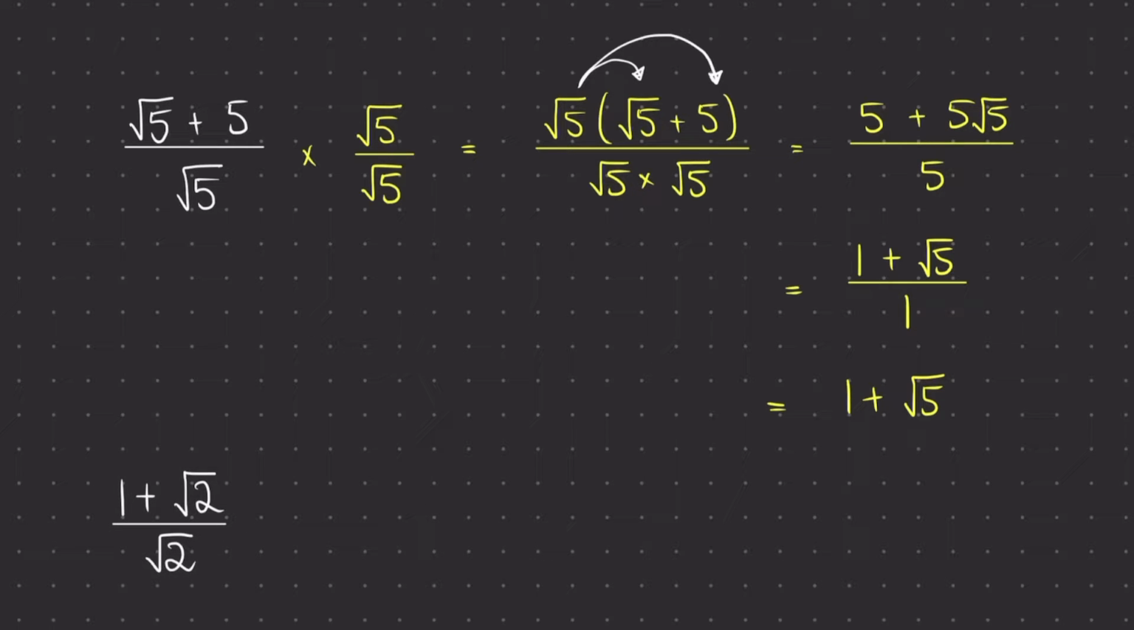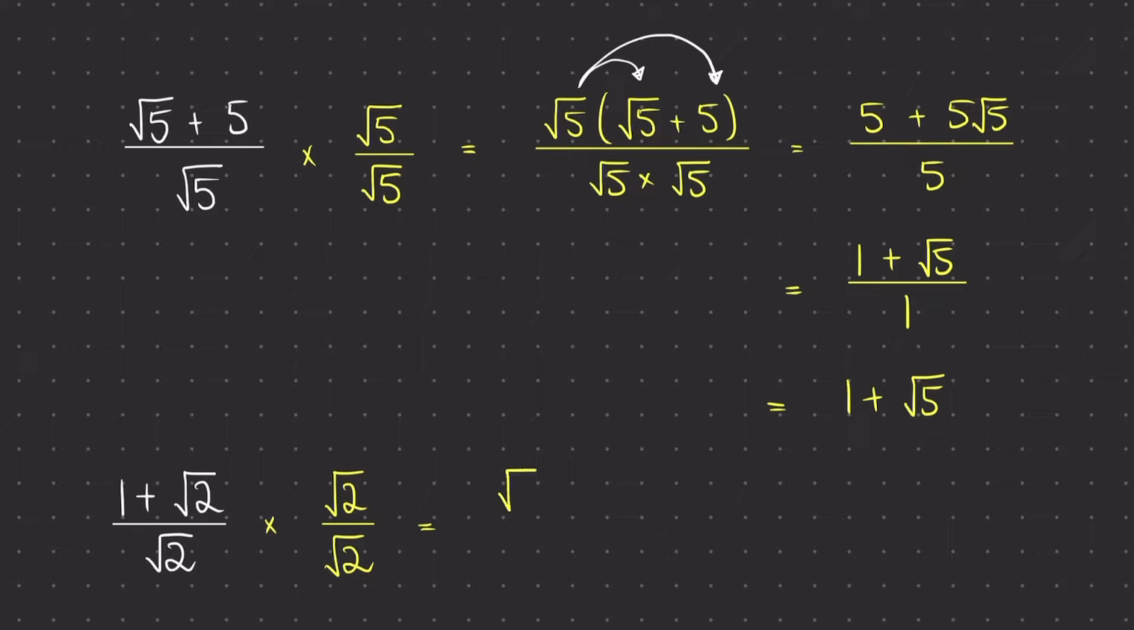Let's look at a second example here, where I have 1 plus root 2 over root 2. I'm going to multiply this fraction by the square root of 2 over the square root of 2, and hopefully you spotted that, as that is a multiplication by 1, and it will also rationalize the denominator.